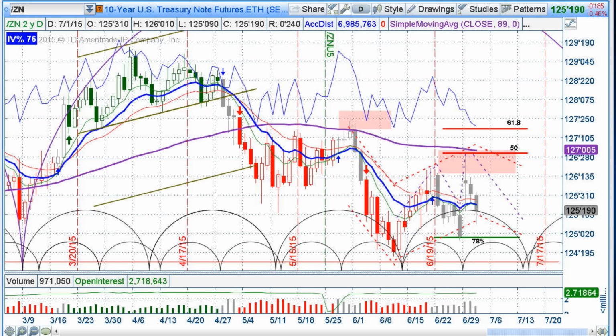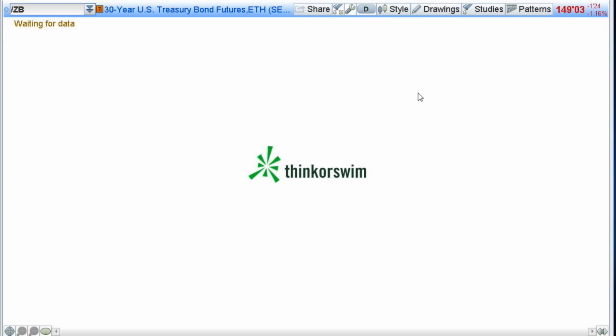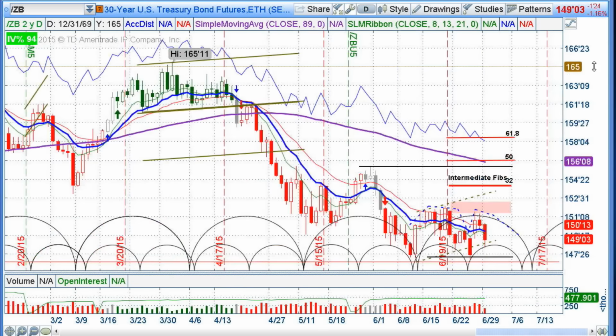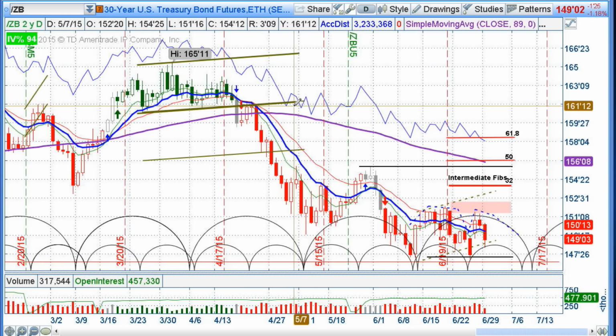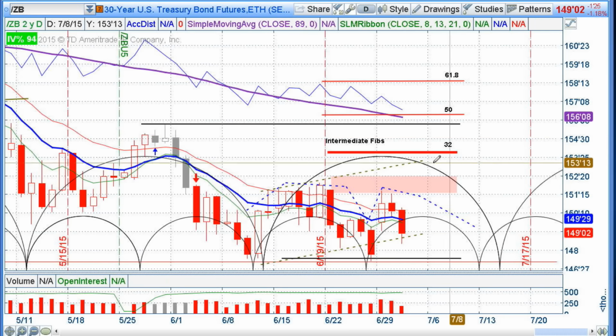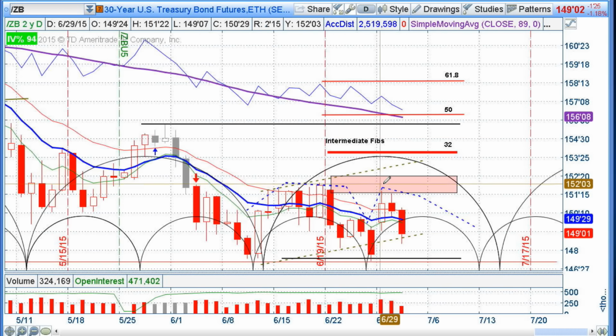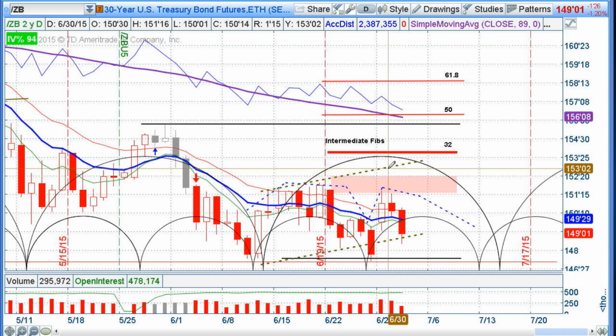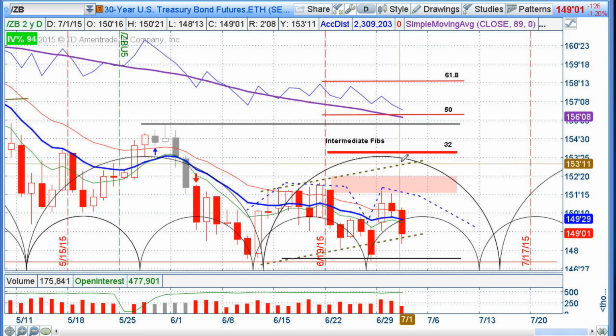We're going to switch over here to the 30-year, and it's got almost the identical picture on the daily chart. So this is the ZB. It came on up right here, and it's even weaker than we showed because that couldn't get quite up to the resistance, and now it is rolling over again also. So I have the dotted line here showing you this bigger pattern.